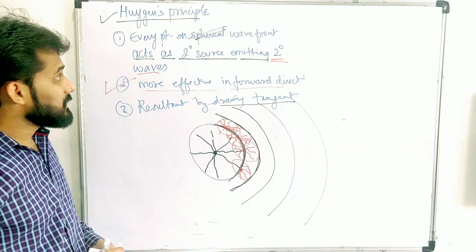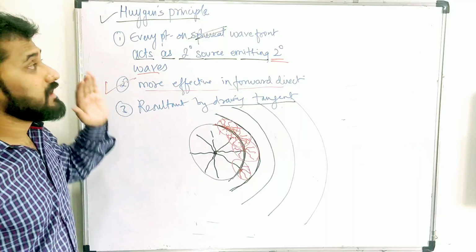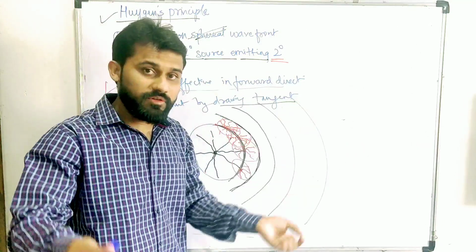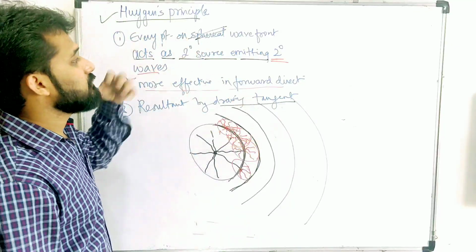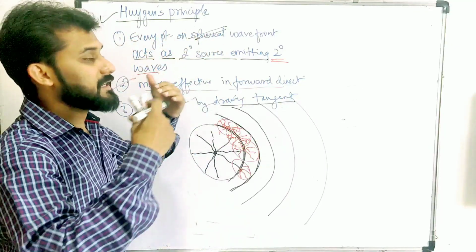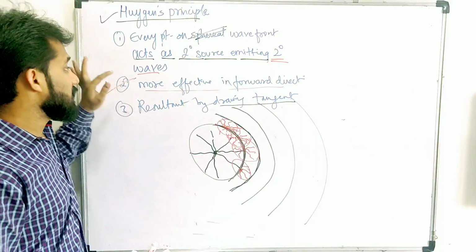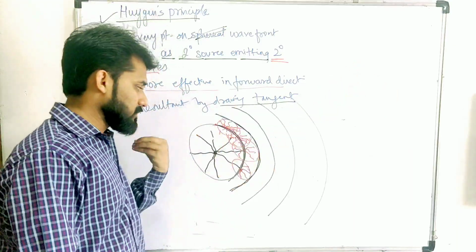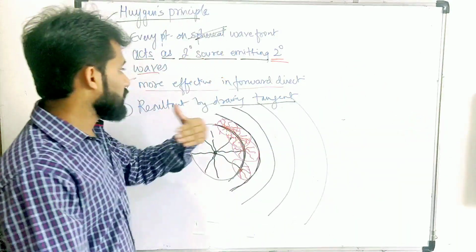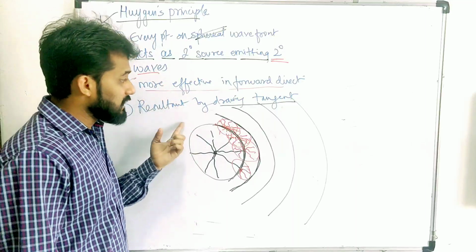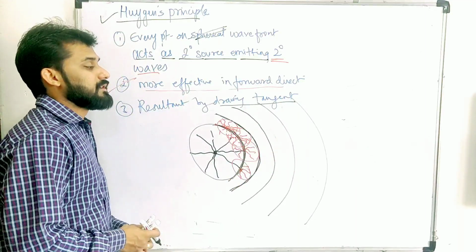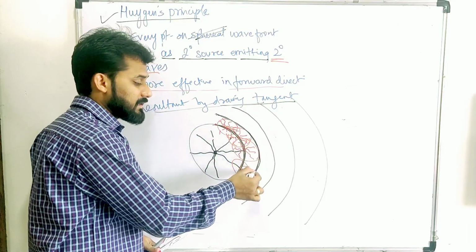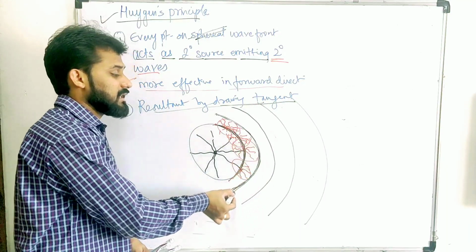So in Huygens principle, these 3 points should be clear: first, on any wavefront there are infinite number of points, each point will behave as if it is itself a source and it will emit secondary waves in all direction. But in which direction is it more effective? Forward direction. Meaning the source is behind, so the forward direction. And then where has the resultant wavefront reached? That can be shown by drawing the tangent to these new wavelets. That will give you the position of the resultant wavefront.